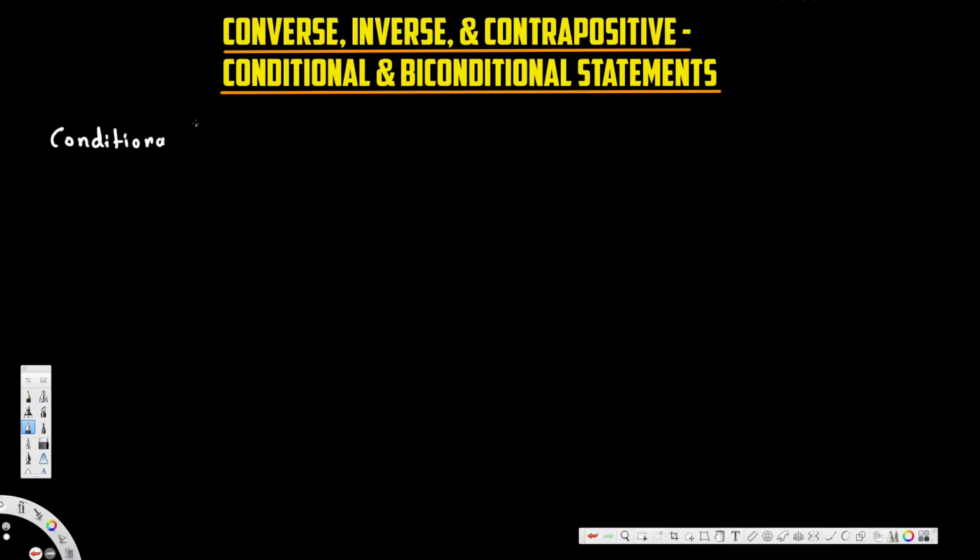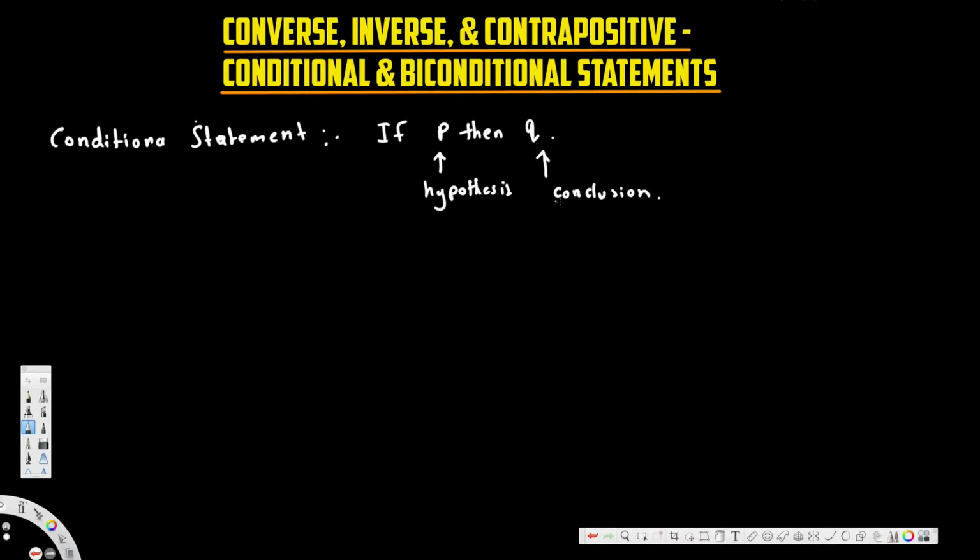The pattern for this conditional statement will start like this: if P then Q. Here this P is the hypothesis, and this Q is the conclusion. For example, you can say if you live in Los Angeles, then you live in California. So here Los Angeles is the hypothesis and California is the conclusion.